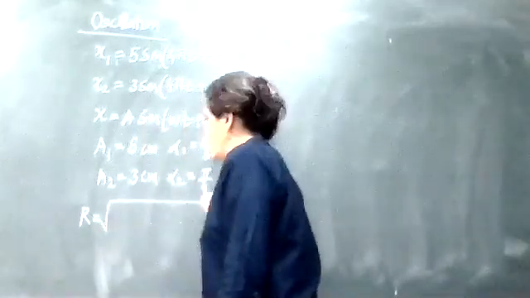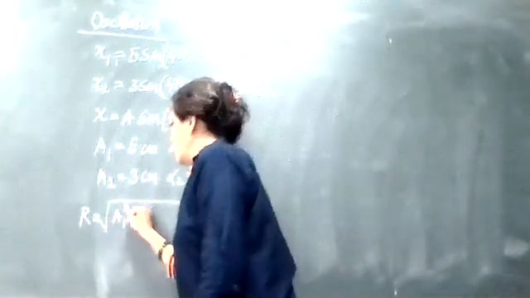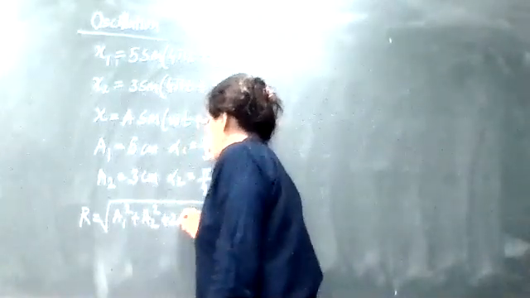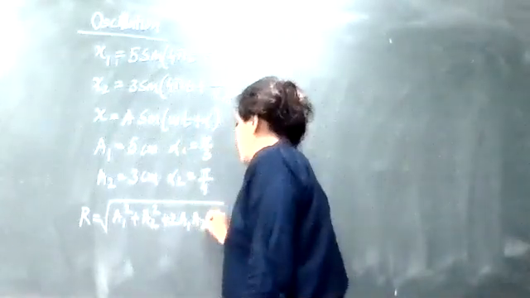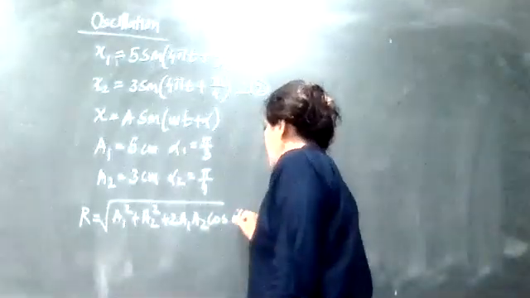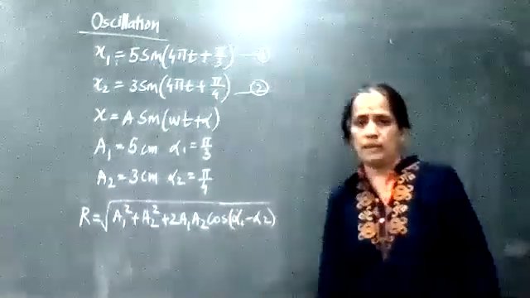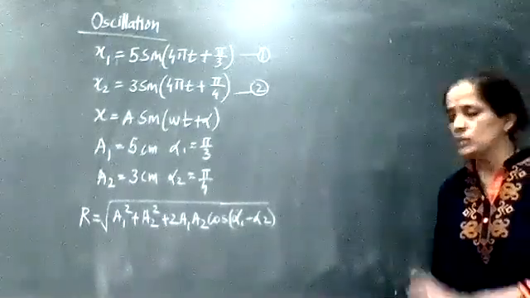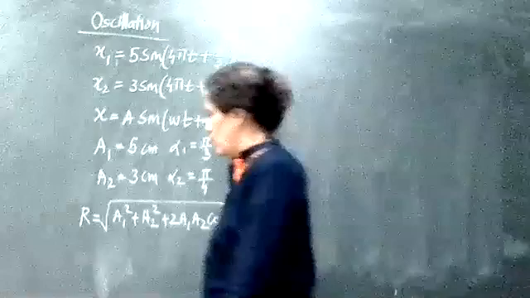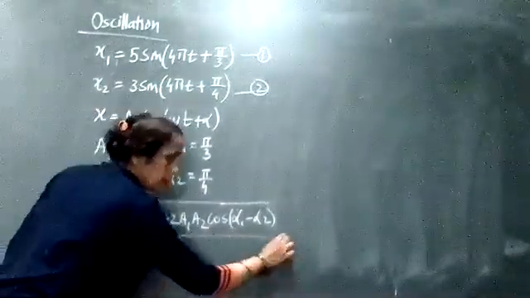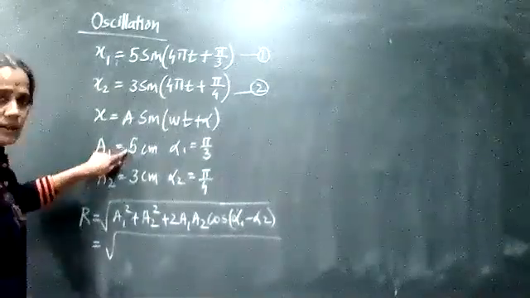R is equal to under root of A1 square plus A2 square plus twice A1 A2 cos of (alpha 1 minus alpha 2). This is your formula. So I can use this formula, and by using this formula I can substitute the values of your A1, A2 which you have already written.